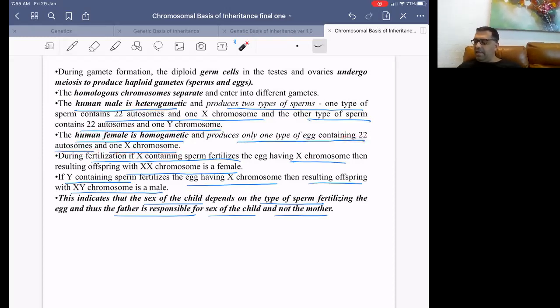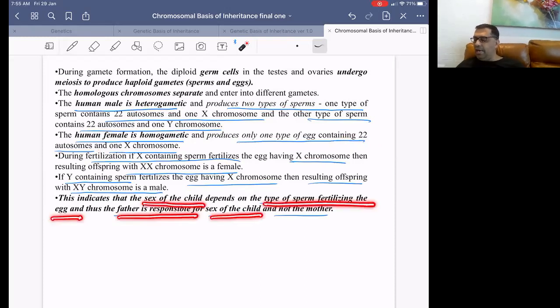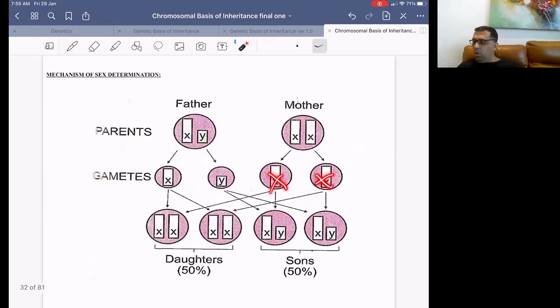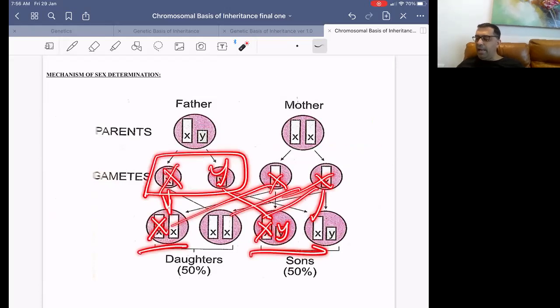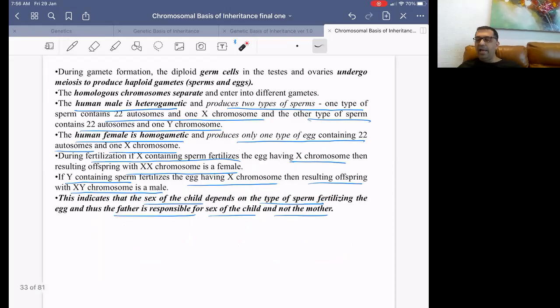This means that the sex of the child depends on the type of sperm fertilizing the egg, and it is the father who is responsible for the sex of the child and not the mother. The mother is only going to give the X chromosome. So it is the father's X or Y chromosome which will determine whether it will become a daughter or a son. So males are heterogametic and determine the sex of the child.